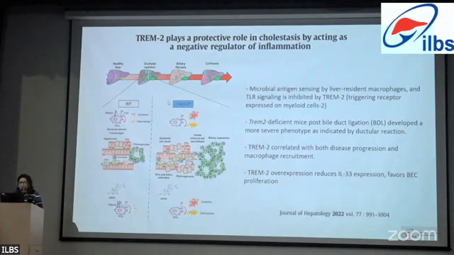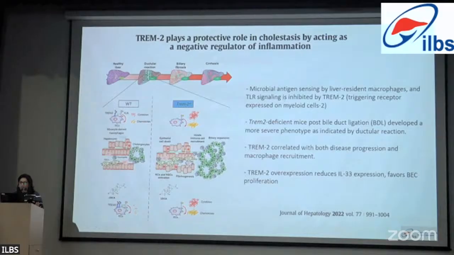For example, macrophages, which are one of the key players in crosstalk with the cholangiocytes, have TLR signaling whenever there is a microbial antigen invasion. To keep the cholangiocyte in a steady, anti-inflammatory state, TREM2 plays a very huge role. TREM2 is a triggering receptor expressed on myeloid cells 2, and this TREM2 keeps the macrophages in a silent state.